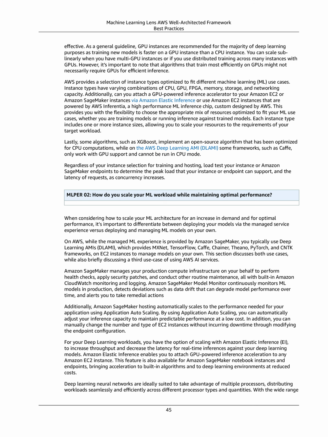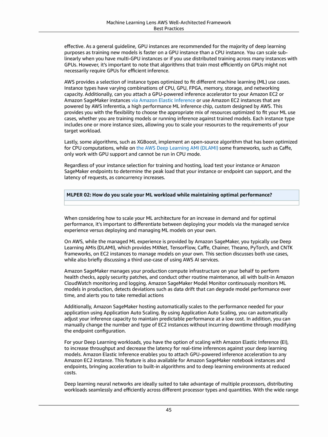MLPERF-02. How do you scale your ML workload while maintaining optimal performance? When considering how to scale your ML architecture for an increase in demand and for optimal performance, it's important to differentiate between deploying your models via the managed service experience versus deploying and managing ML models on your own. On AWS, while the managed ML experience is provided by Amazon SageMaker, you typically use deep learning AMIs, DLAMI, which provides MXNet, TensorFlow, Caffe, Chainer, Theano, PyTorch, and CNTK frameworks, on EC2 instances to manage models on your own. This section discusses both use cases, while also briefly discussing a third use case of using AWS AI services.